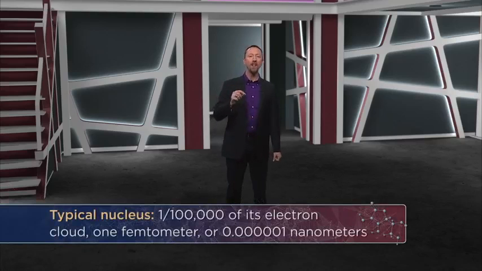But just how small is a nucleus really? Now recall that we've already learned just how small atoms are, having diameters of about 100 picometers. That's about 1/10 of a nanometer. Now, Rutherford's work eventually led to the discovery that the radius of a typical nucleus is only about 1/100,000th that of its electron cloud. That's 1 femtometer, 0.000001 nanometers.